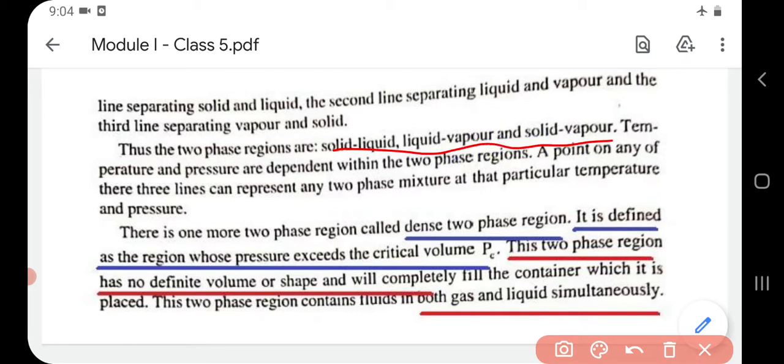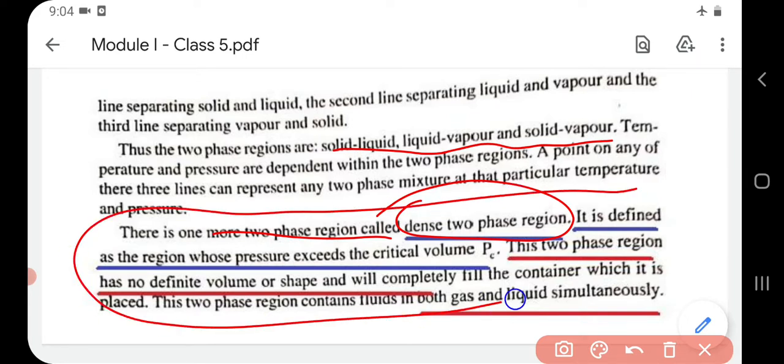Now there is one more two-phase region. It is called dense two-phase region. It is defined as a region whose pressure exceeds critical pressure. Now this two-phase region, its peculiarity is that it has no definite volume or shape, and it will completely fill the container in which it is placed. It also contains fluids in both gas and liquid simultaneously. So this is the definition for two-phase region and some of its important features.